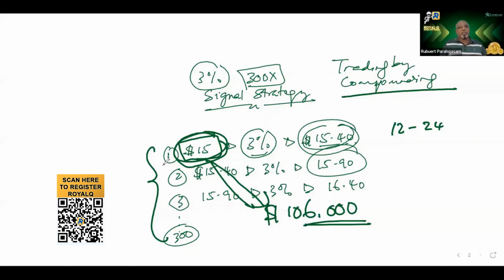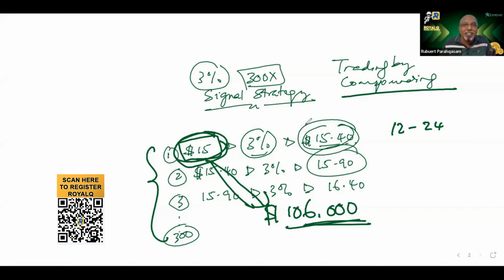3%, 300 times signal strategy. You have an understanding for this. But come to think of it, guys, even after one whole year, you didn't make 100,000. Your $15 grew to 50,000, not 100,000, but it went to 50,000. Will you be happy? Of course you'll be happy. What if it's 25,000 only? Will you be happy? Thank God and be happy, right?